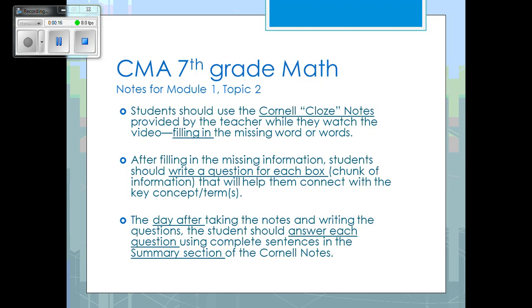As in our first instructional video, students should use the Cornell closed notes provided by the teacher while they watch the video, filling in the missing word or words. After filling in the missing information, students should write a question for each box or chunk of information that will help them connect with the key concepts and terms. The day after taking the notes and writing the questions, the student should answer each question using complete sentences in the summary section of the Cornell notes.